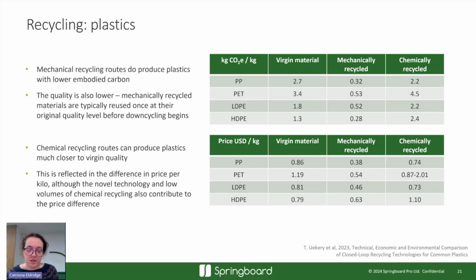A lot of that is going to be to do with the fact that these are very small scale processes, and they don't have the cost saving effects of scale or having been industrially scaled up just yet. However, that said, some of that difference in cost is because the chemical recycling routes produce much better quality plastics. So even though the carbon savings, for example, for polypropylene aren't as good, you can see from the price difference that we're actually retaining a lot more quality there.